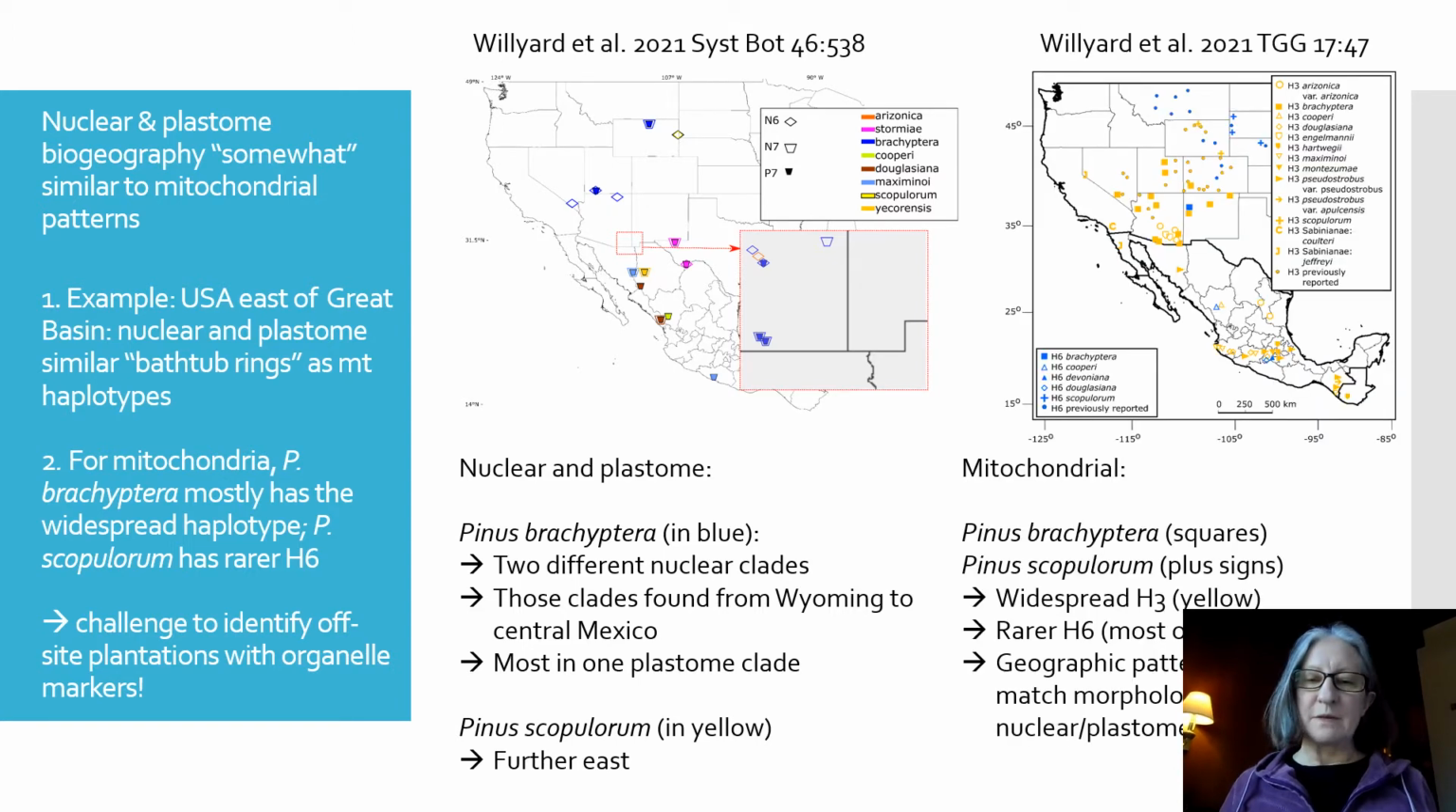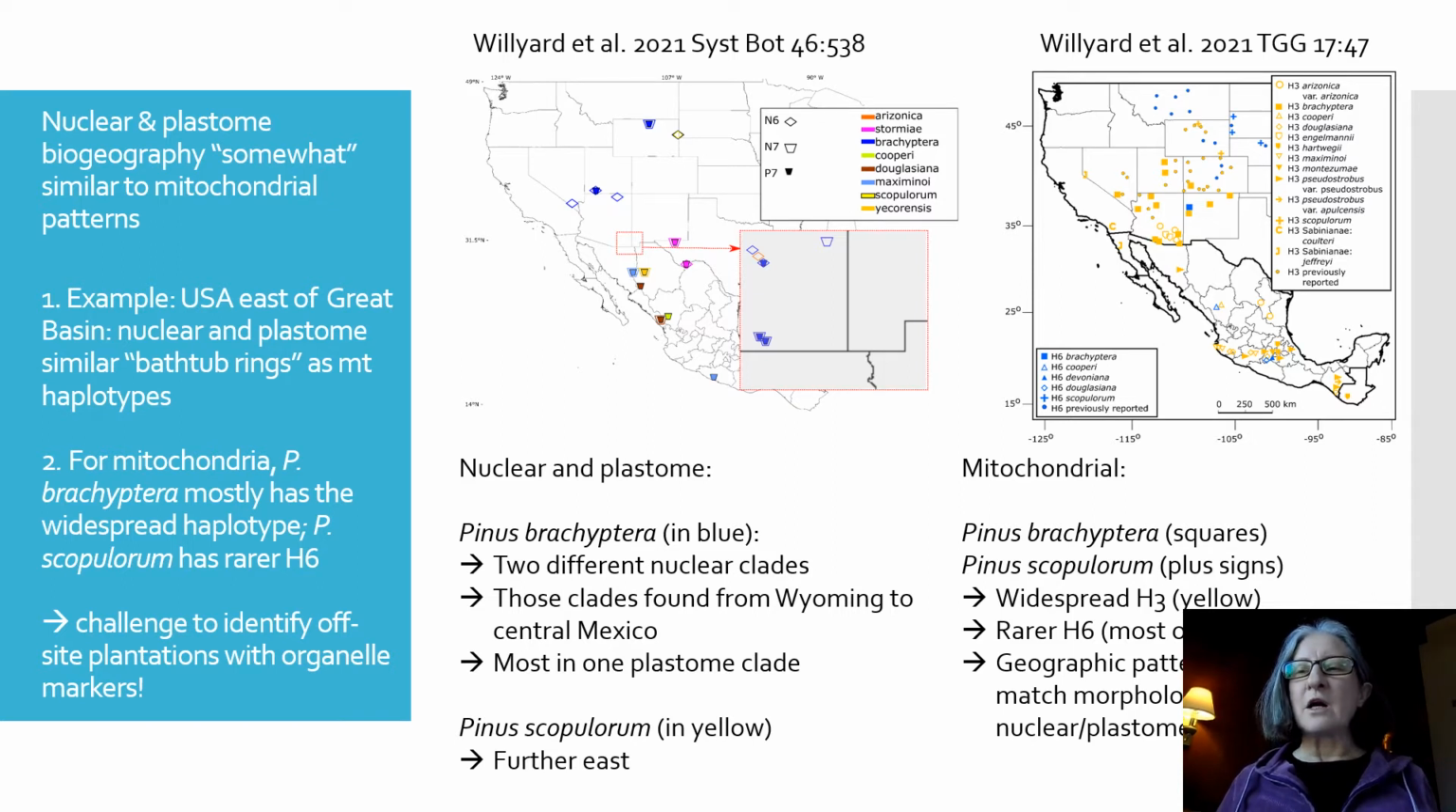So let me talk about scopulorum first. It's in mostly to the east of there, and it's not a north-south boundary for the two needle pines. The mitochondrial data that I just popped up on the right is from a different paper, slightly different sampling. Here, the brachyptera is in squares and scopulorum a plus sign, and then the colors are mitochondrial haplotypes. So brachyptera mostly has the H3 haplotype, which is in yellow, and that's the ancestral haplotype that's widely distributed taxonomically and geographically, and it's central in the network.